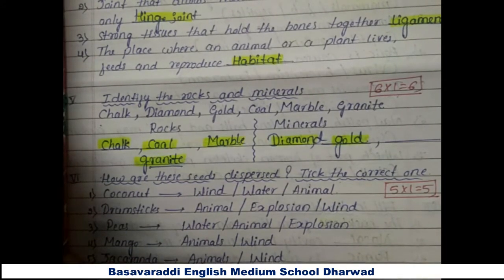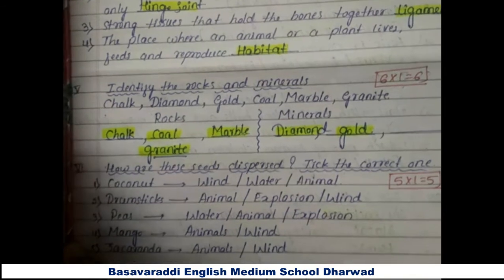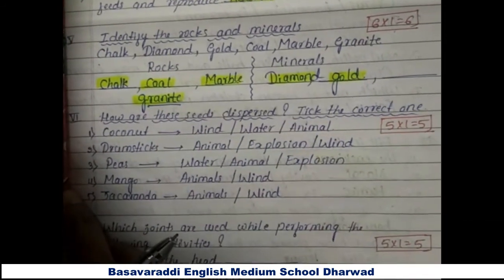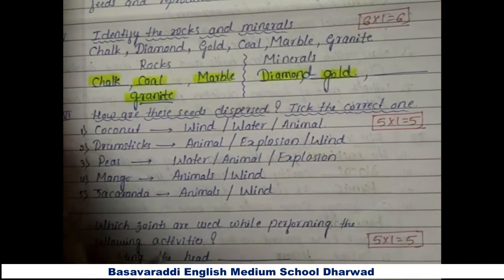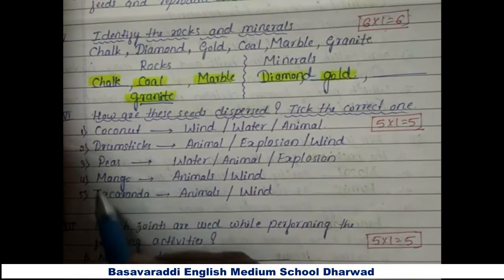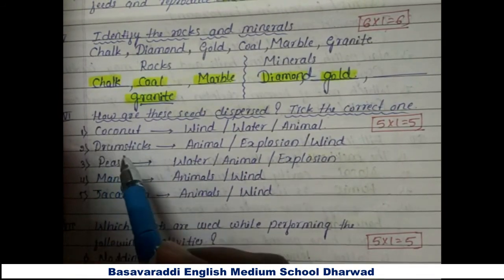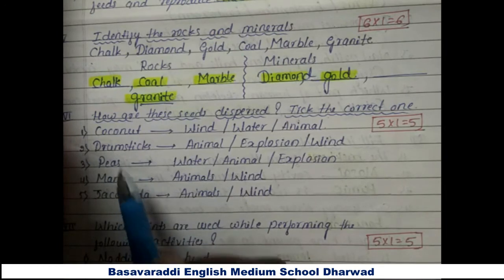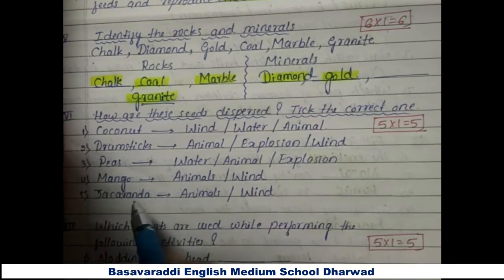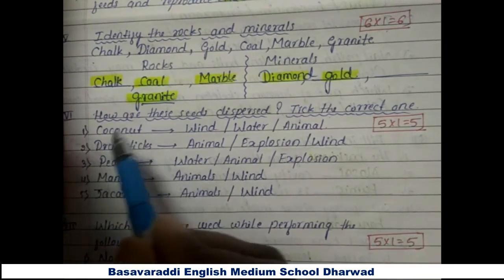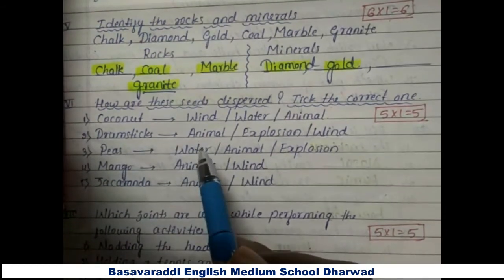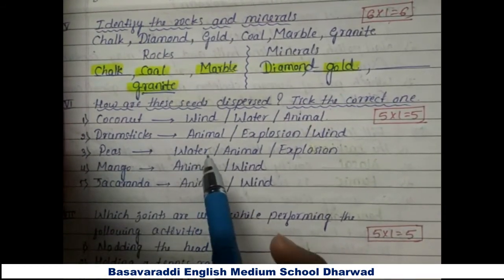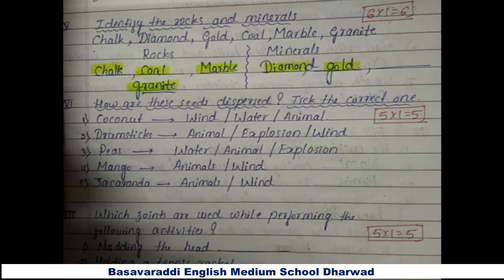Next, the question number 6. How are these seeds dispersed? Tick the correct one. Coconut, drumsticks, peas, mango, jacaranda. Okay, these are the seeds here. So we have to choose how these seeds are dispersed by agents.